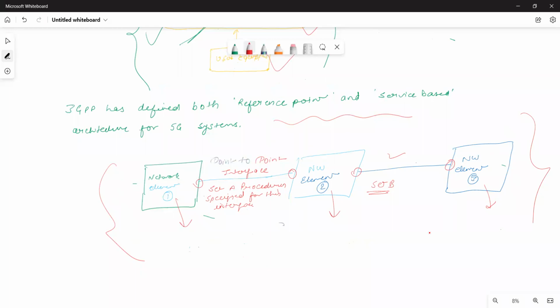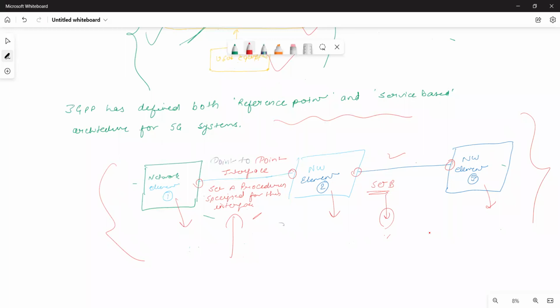These are connected via points, and signaling. So what happens? Between these end points there are some procedures which are defined. These are known as signaling procedures. Let's say these are set A procedures specified for this interface. There could be some set B procedures, right?